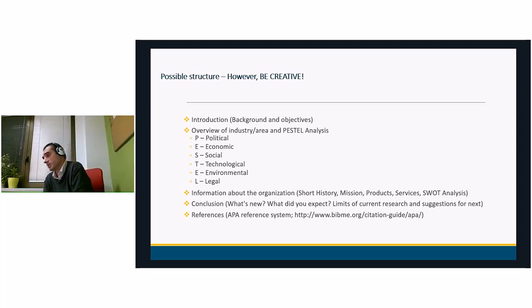For example, accessed 28th of April 2016, because tomorrow it might not be available. The situation with the web changes all the time. But if you have any questions, just Google that, and there are also good explanations of how to quote. And this is an essential part of the desk research. You need to have the references.